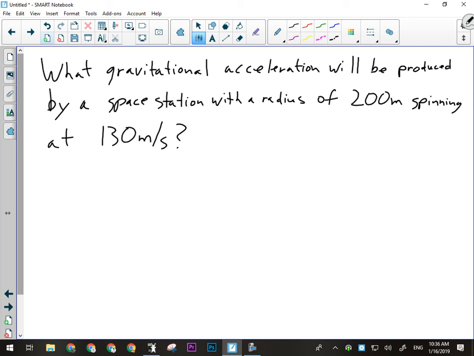I don't think I've ever asked one quite this way before, but we'll give it a whirl here. I have a space station whose radius is 200 meters, spinning at 130 meters per second. I'm trying to find out essentially how people will feel on board that space station as it spins.